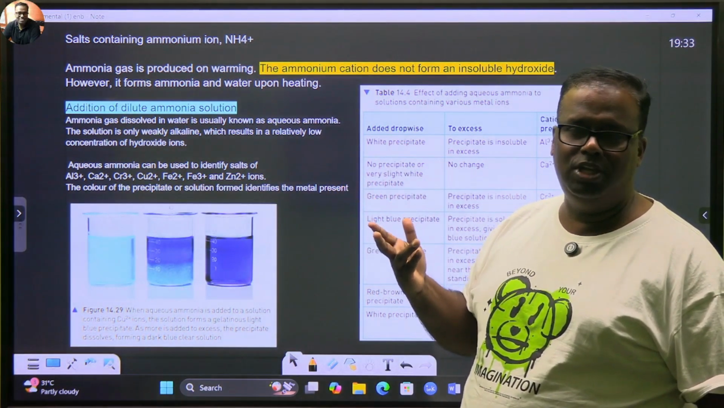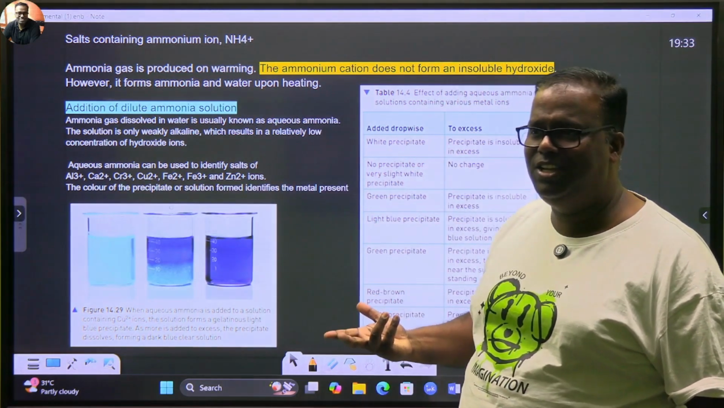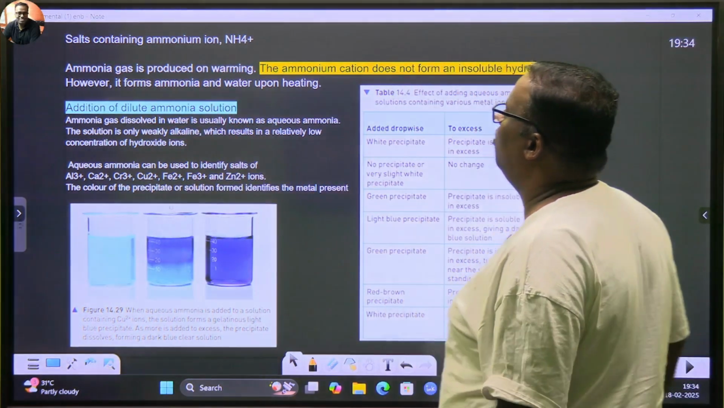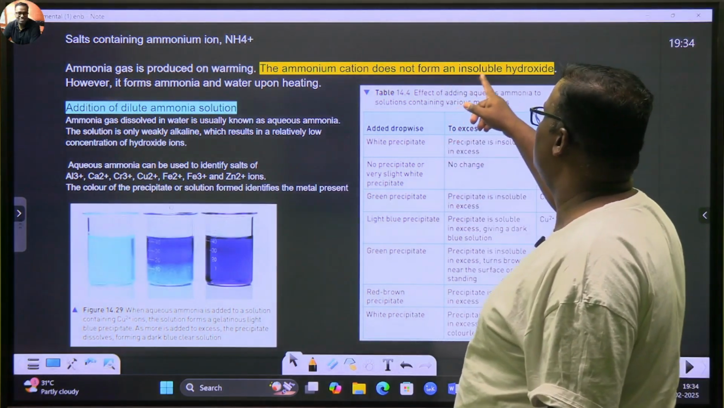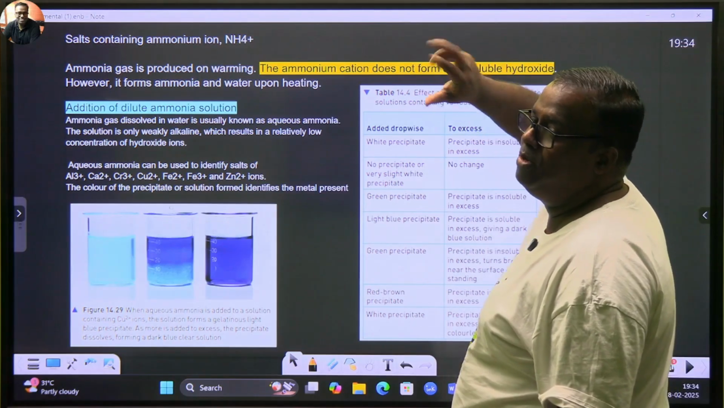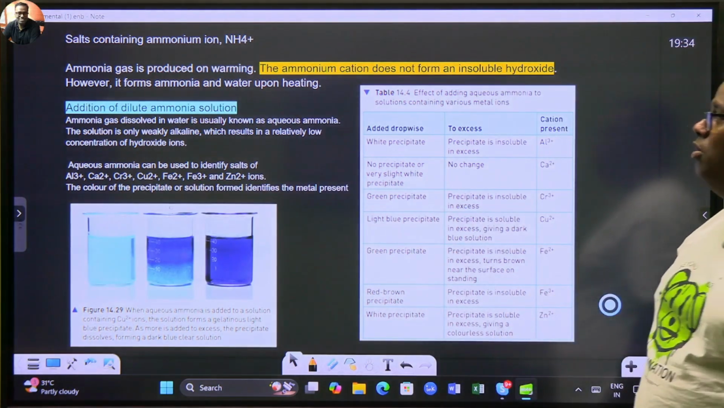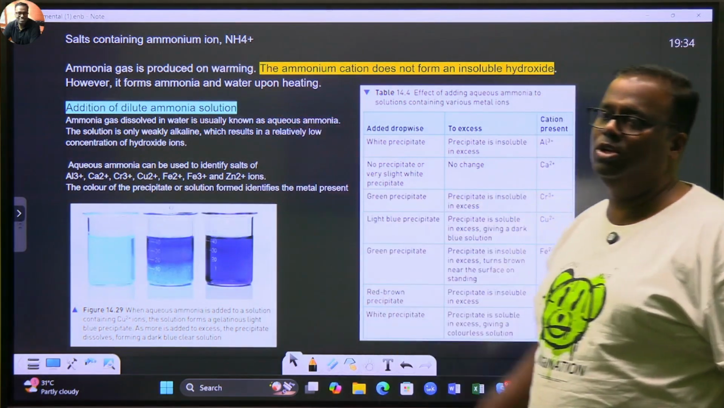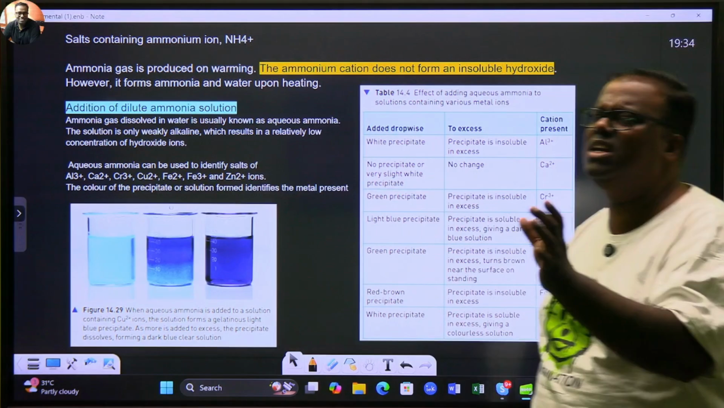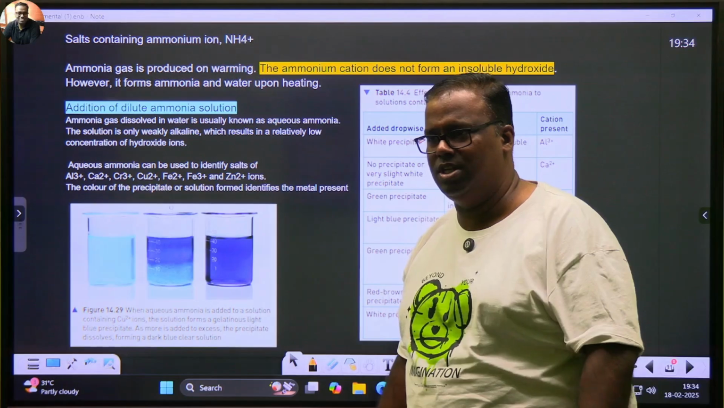You're smelling ammonia right now. Then are you an idiot to perform all this green and all? No need, there is no need at all. Why should you do it? So ammonia gas is produced on warming. The ammonium cation does not form an insoluble hydroxide. So you don't check an ammonium salt by adding sodium hydroxide. However, it forms ammonia and water upon heating, and this ammonia gets dissolved in water. So it becomes a very weak base, which is called ammonium hydroxide.